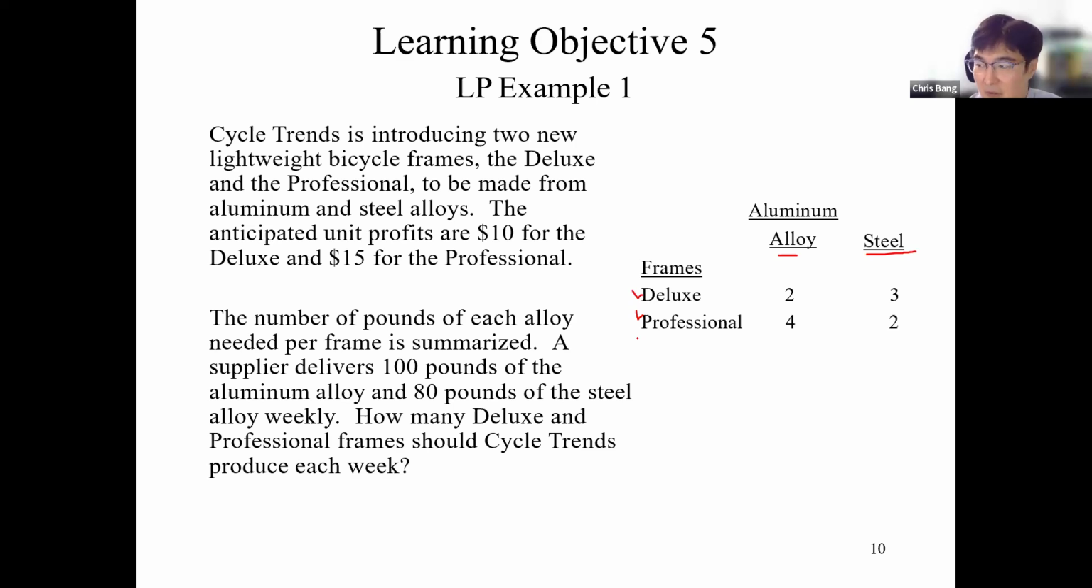Each gives different profits. Deluxe yields $10 profit and Professional produces $15 profit. And the supplier provides only a limited amount each week. So the problem is to decide how many units of each frame to produce weekly in order to maximize total profit while staying within the available material limit.